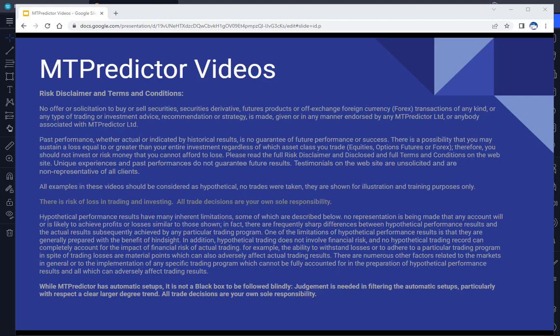In today's MTPredictor video, I'd like to take a look at how to run your trades a bit further using our higher time frame DP support and resistance zones. As an example, we'll be looking at Bitcoin.